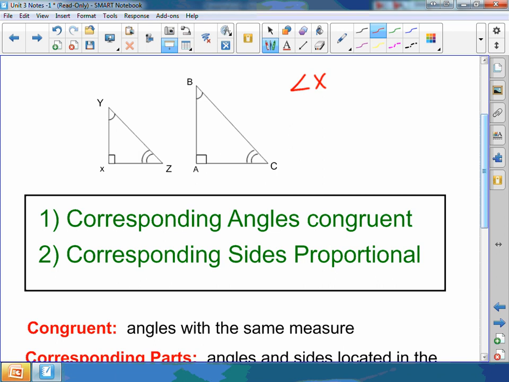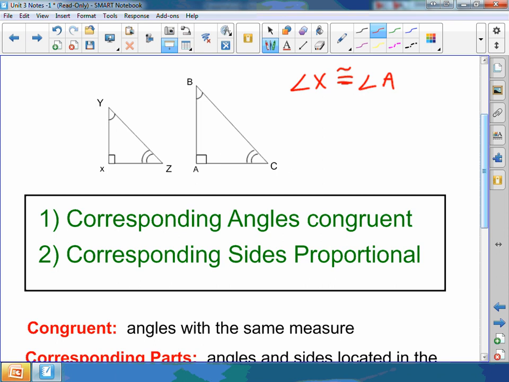Cameron? Angle A. Are X and A congruent, Cameron? Yeah. They're both 90, right? They have the box in them. So we're going to say angle X, I don't know if you knew the symbol for congruent, an equal sign with one of those tildes, is that what you called it? An enye? So angle X is congruent with angle A.